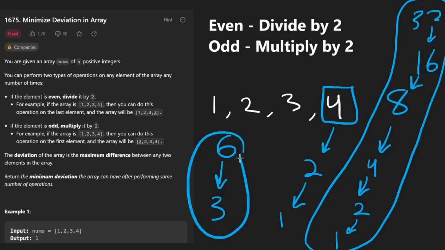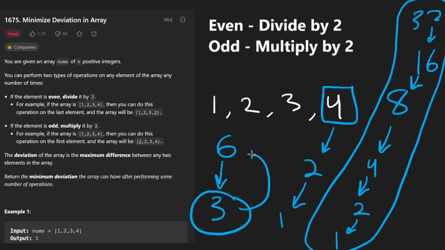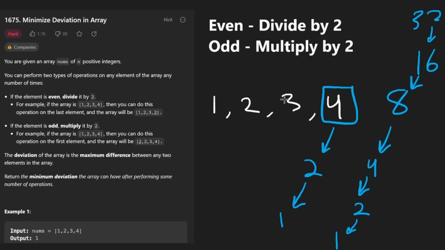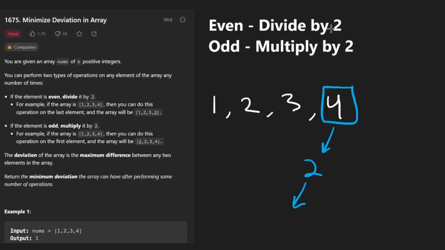Can't divide it any further. It's an odd number now. We can multiply it by 2 and get back to 6. But other than that, can't really do anything. The point is that each number has a defined list of values that it could be given these rules.